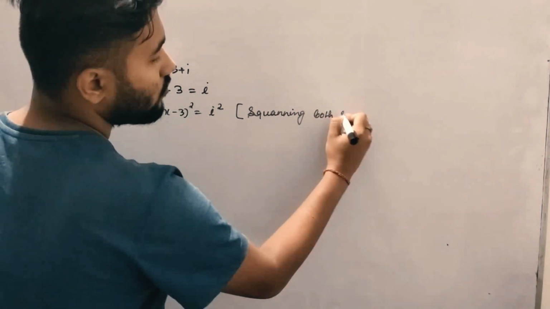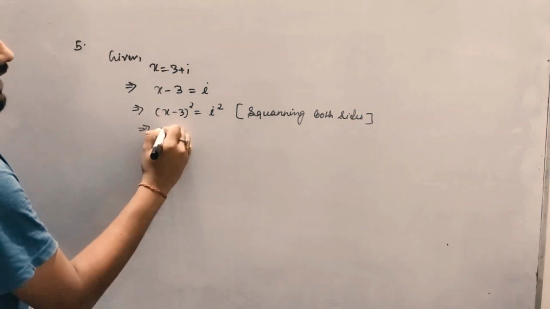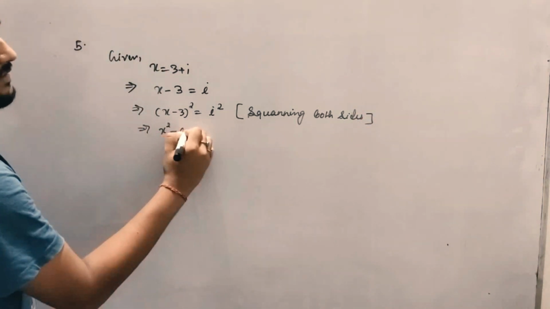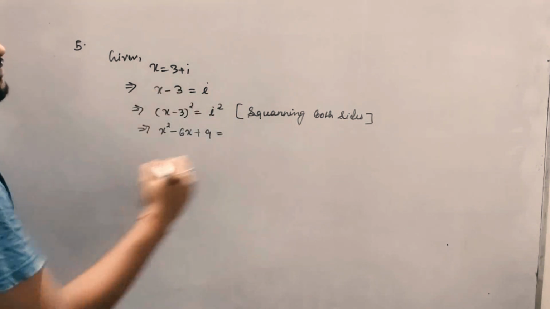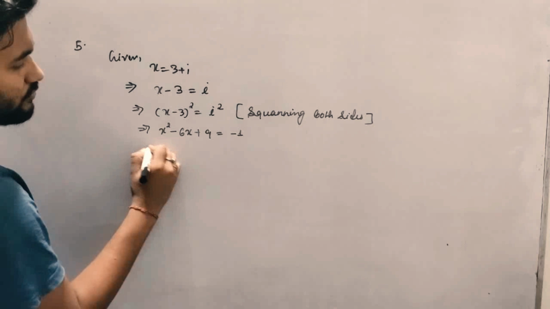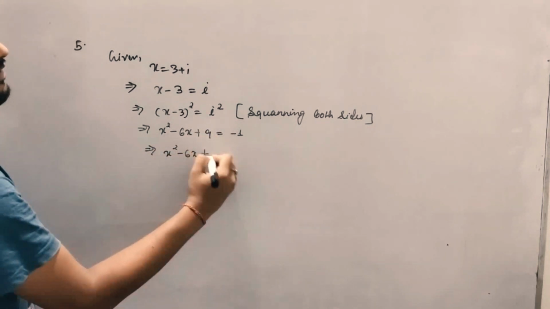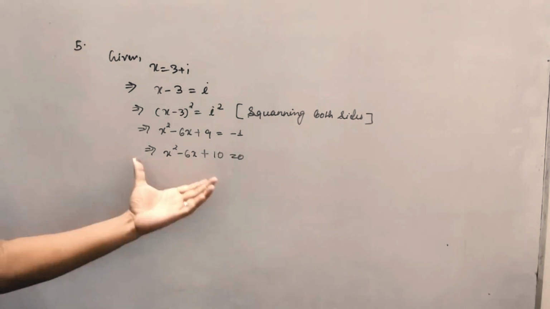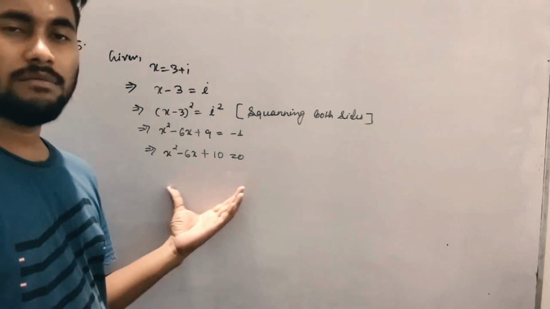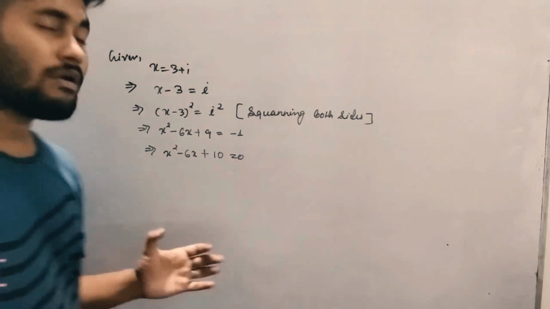Squaring both sides, this will become x square minus 6x plus 9. i square is minus 1, which implies x square minus 6x plus 9 plus 1, so 9 plus 1 is 10, equal to 0. So this is the quadratic equation. It should not contain any imaginary number, make sure of that. Understood?